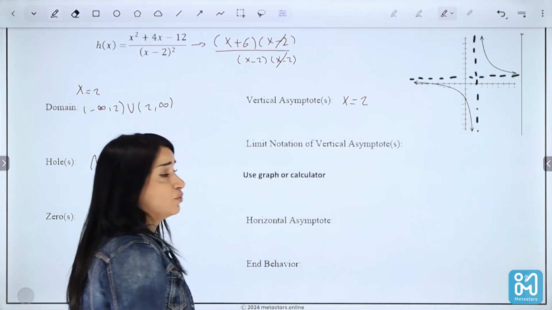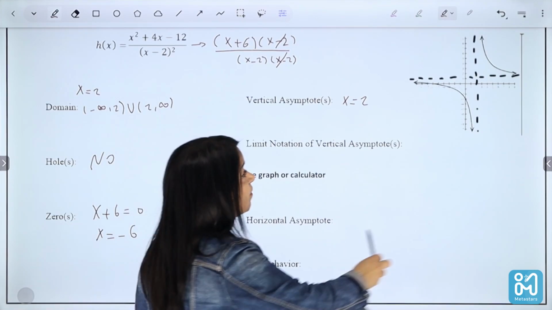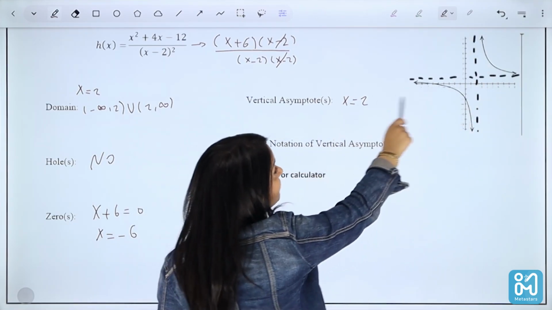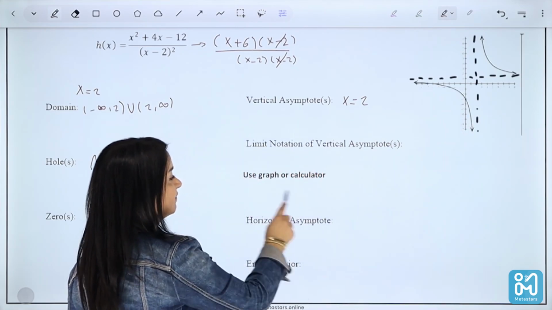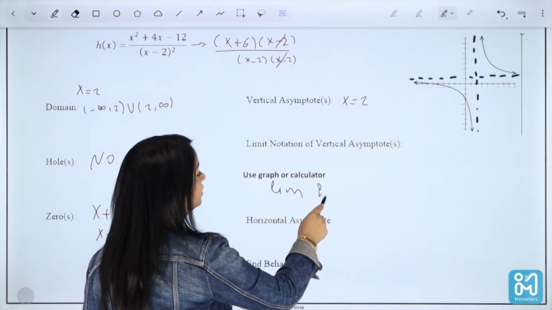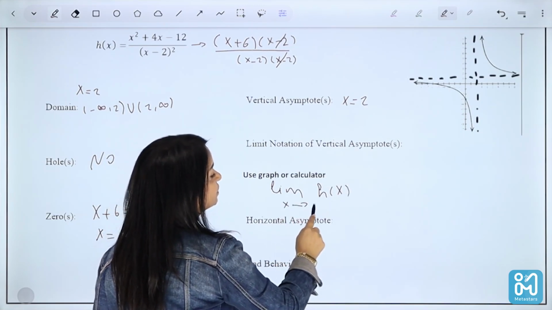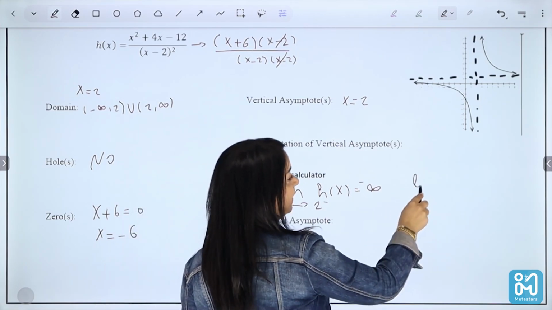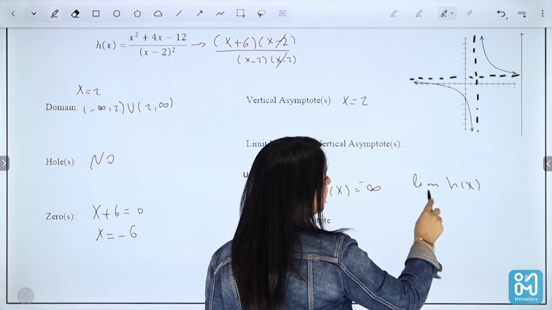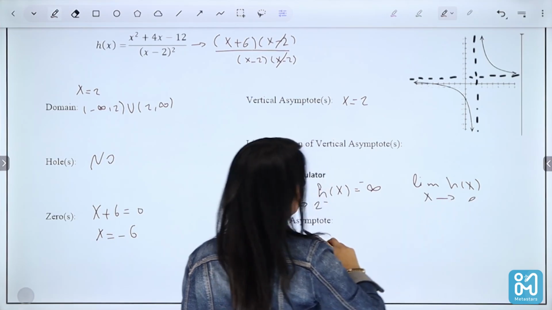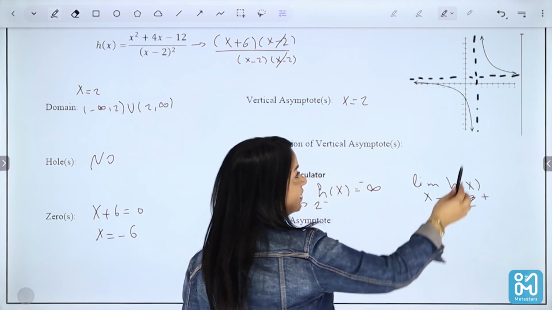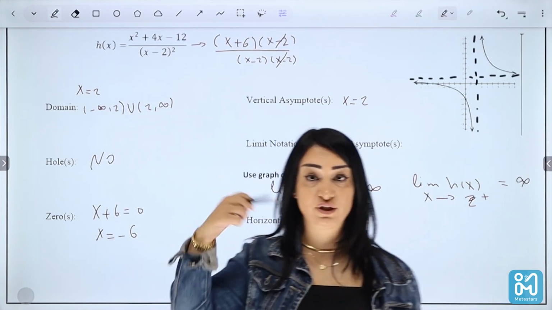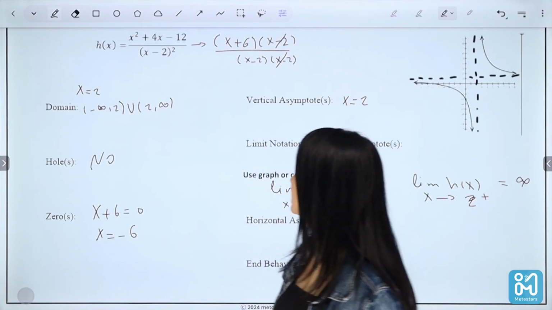Now we need to find the limit notation. Of course, here for the limit notation, we need to graph it to get the limit. So as x approaches 2 from the left side, we're going where? To negative infinity. So the limit of h of x as we're coming to 2 from the negative side is negative infinity. And the limit of h of x as we come to 2 from the right side, we're going where? We're going to positive infinity. We're going up.